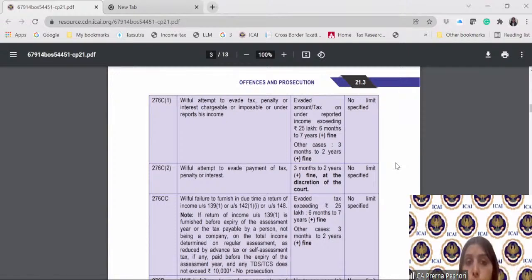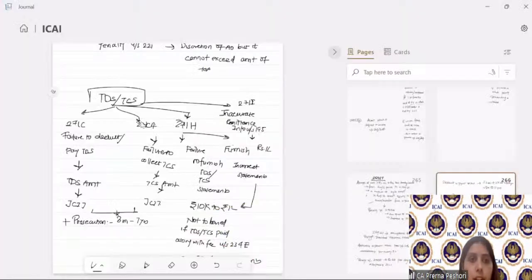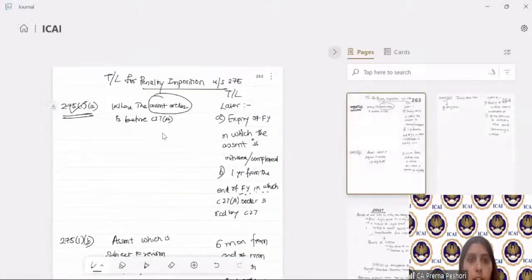So when you do not furnish the return of income, you have to say that the interest under section 234A will get levied. Plus, you can also have the prosecution. Is that clear? So that's what you need to write. And if the return is furnished, remember this thing, this penalty is very, very important. So let me just show you the breakup. You can first write for the underreporting of income also in this chart itself.